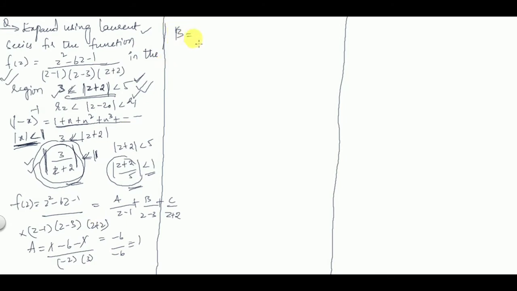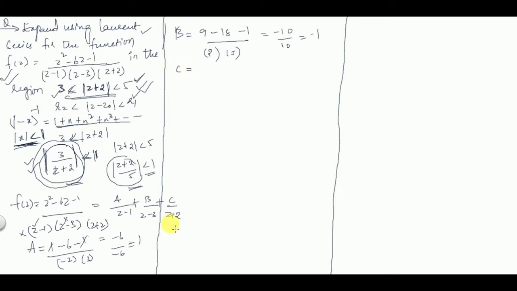Similarly, what is the value of b? So b is given by z is equal to 3. If you substitute z is equal to 3, 3 square is 9, minus 6 into 3 is 18, minus 1, divided by 3 minus 1 which is 2, and this should not be considered, and z plus 2, 3 plus 2 is 5. So 9 minus 1 is 8, 8 minus 18 is minus 10 by 10, so it will be minus 1.